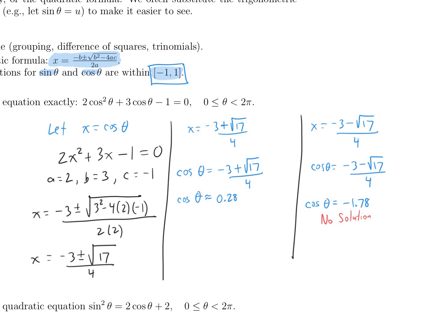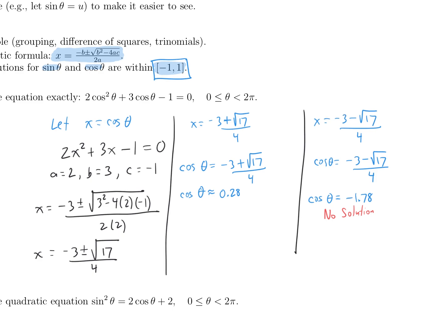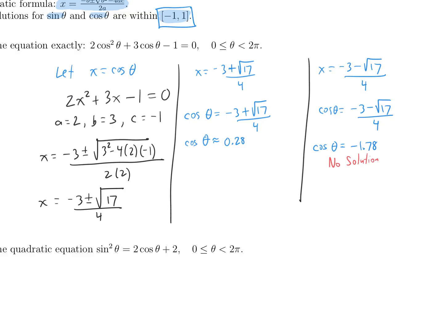The other equation, though, will have two solutions. Just like the other problems that we've done, cosine is positive in two quadrants. So let me draw those two quadrants for you.